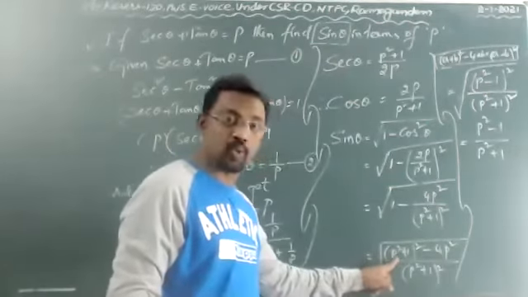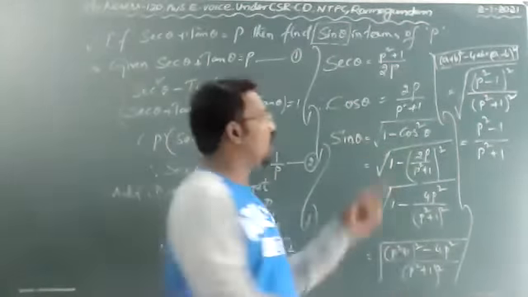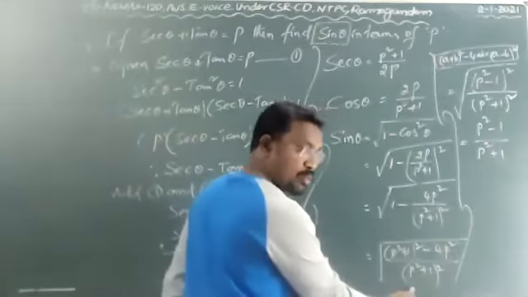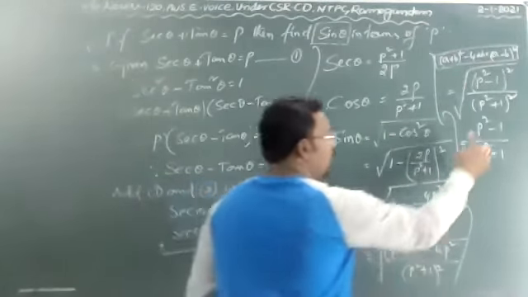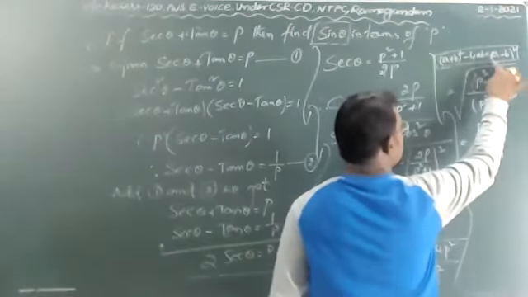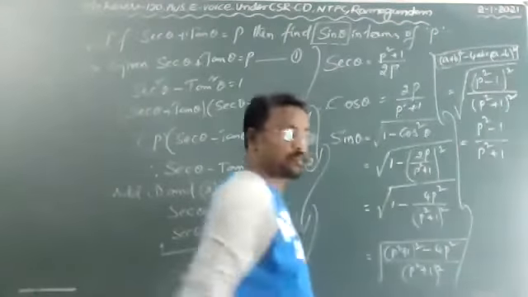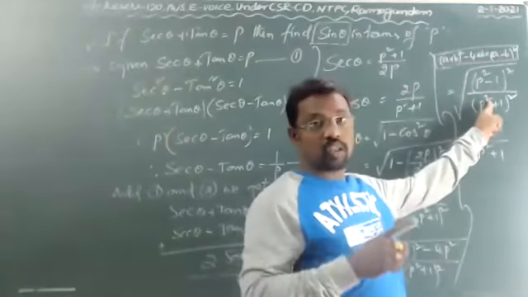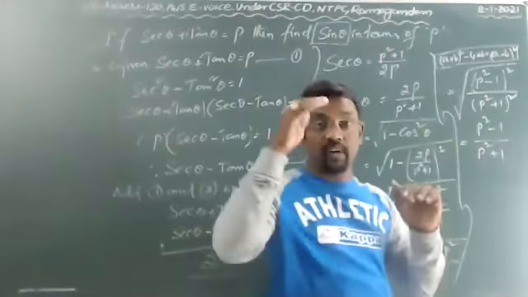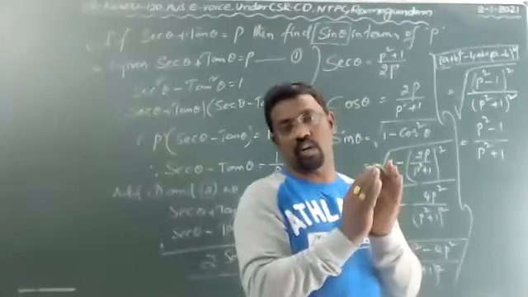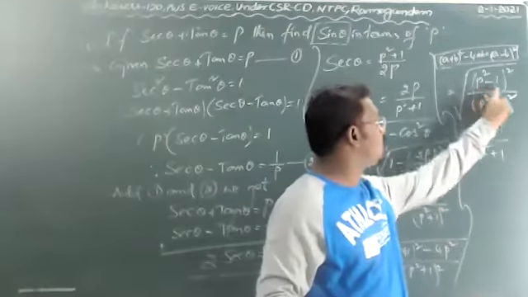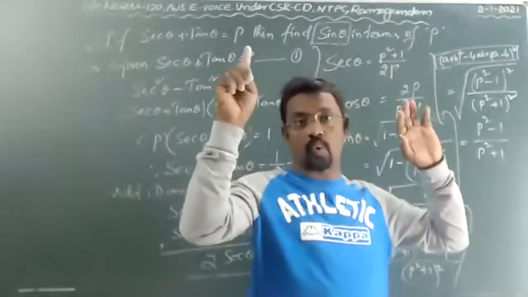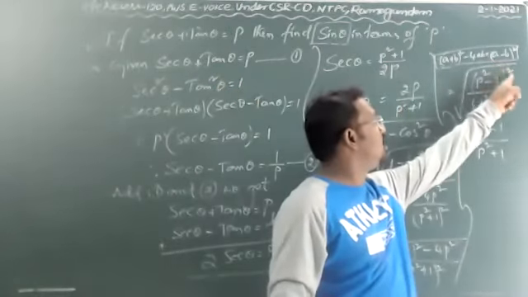What is a? P square. What is b? 1. So write down here a minus b whole square. Denominator already p square plus 1 is there. So square root and square get cancelled. Whole square, not this square. It's wrong if you do this one. Whole square will get cancelled, not in terms. This is in terms, it will not get cancelled. Because whole square is there, that one will get cancelled.